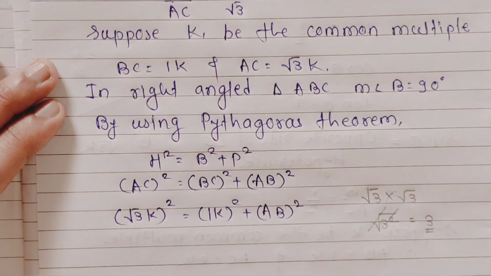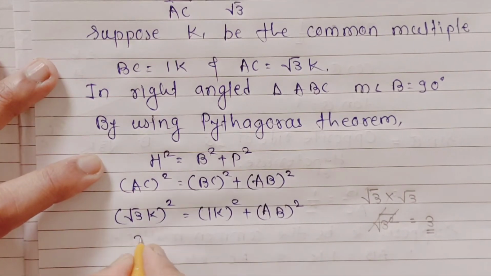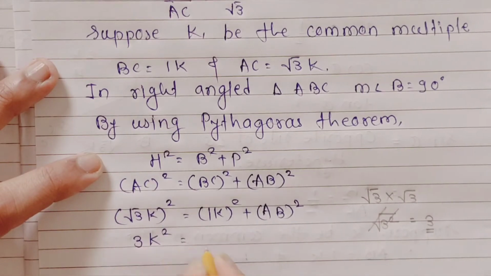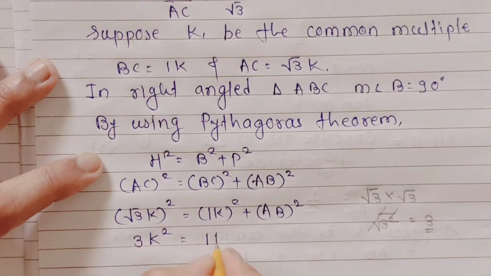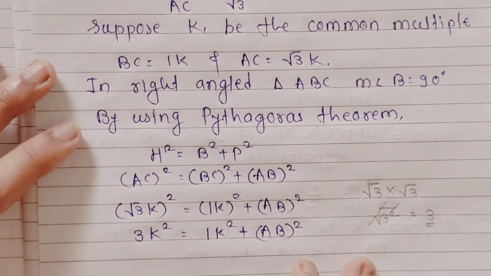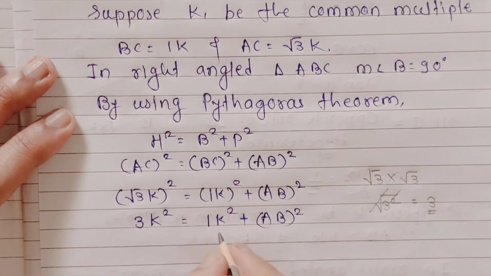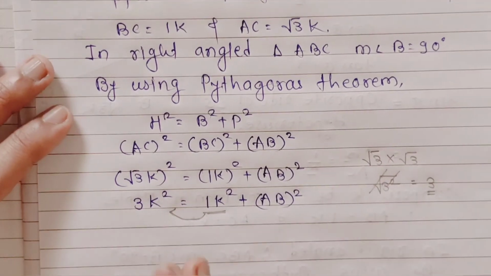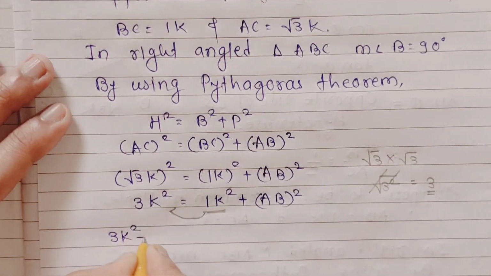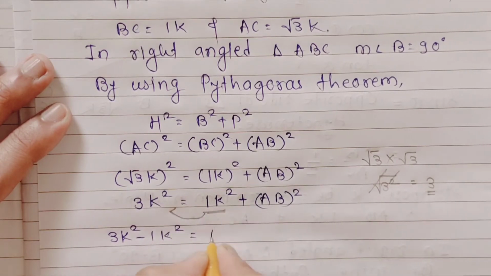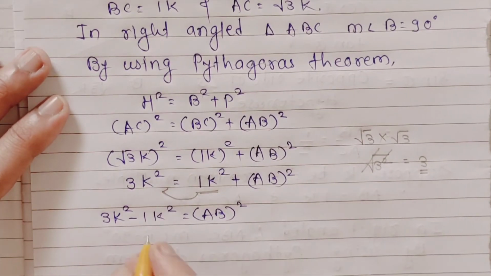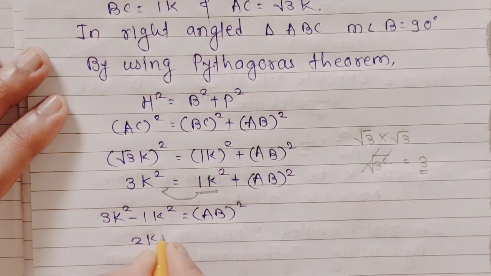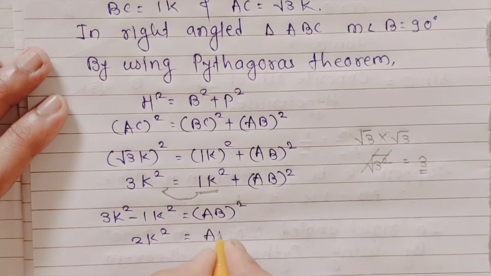So we can write root 3 square, that means 3 into K square is equal to 1 square, 1 into K square, plus AB square as it is. So we have to find out AB square. So 1K square has to be shifted to the LHS. After shifting, it becomes subtract. That means 3K square minus 1K square is equal to AB square. Then the difference 3 minus 1, that means 2 into K square is equal to AB square.